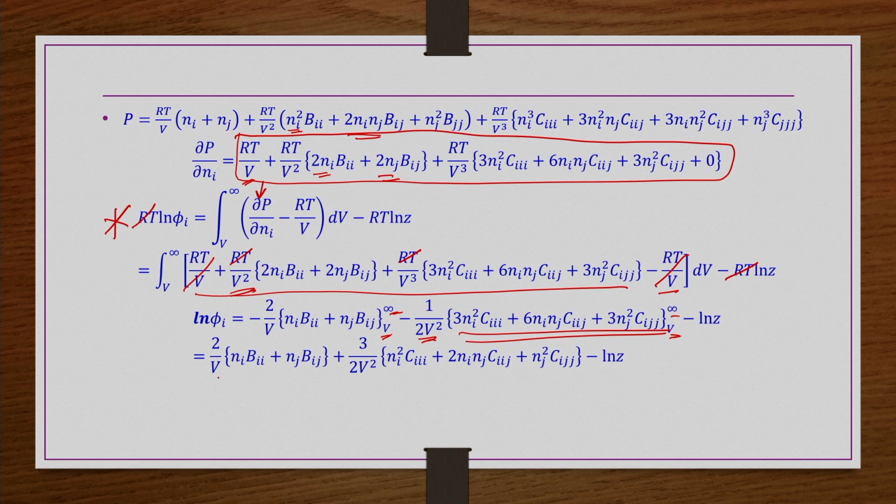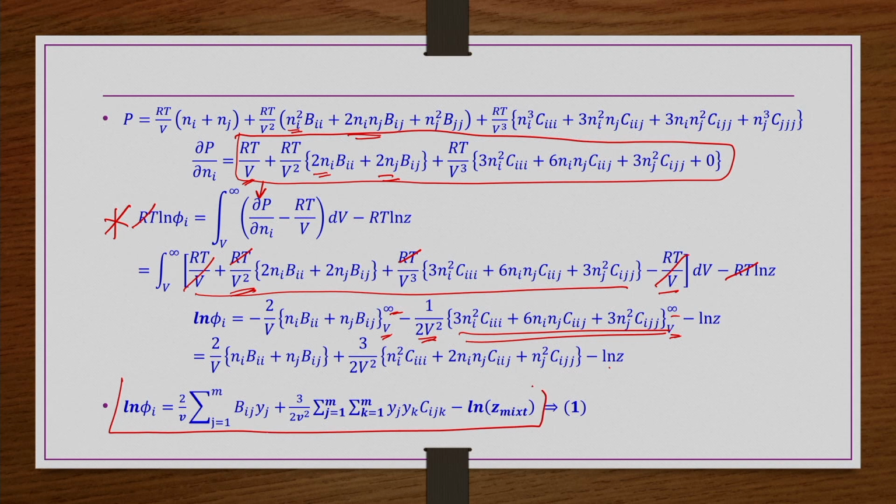So, that we have 2 by V (Ni Bii plus Nj Bij) plus 3 by 2 V square (Ni square C triple I plus 2 Ni Nj C double Ij plus Nj square C I double j) minus ln z is as it is, we are not doing anything with that one. So, if you generalize this one, ln phi I for multi-component system, what you get is the generalization as well as writing in terms of the molar volume.